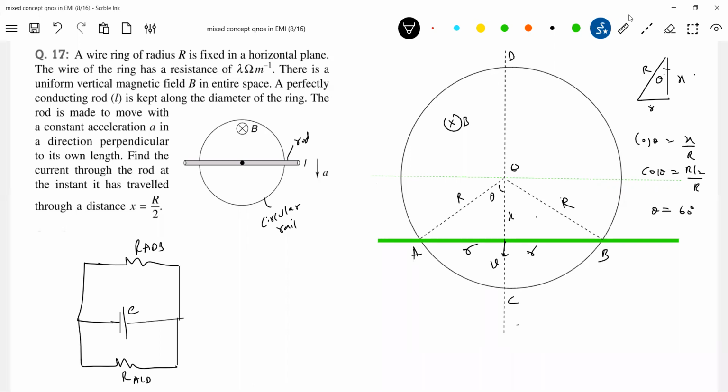So what is the EMF induced? E is equal to B V into AB. Calculate the length of the rod at this instant. Then calculate the EMF induced. And you can calculate the current in the circuit here. Can you work out this? It's very simple.